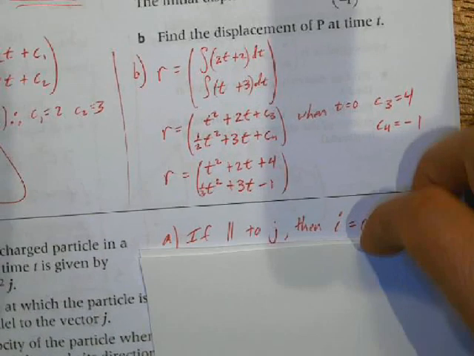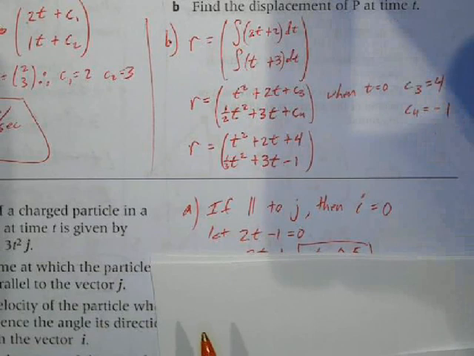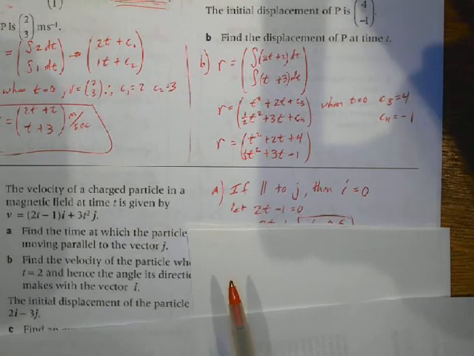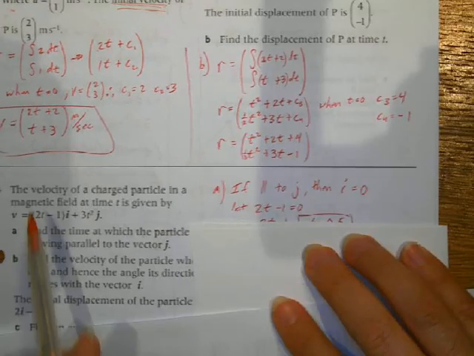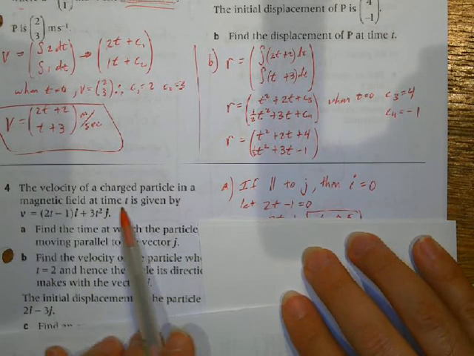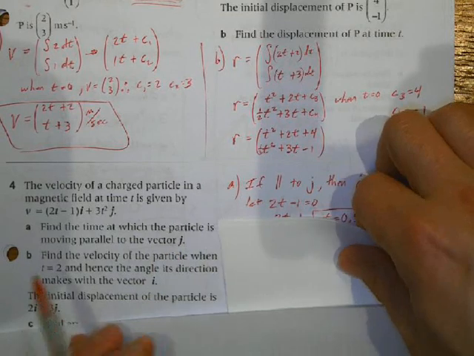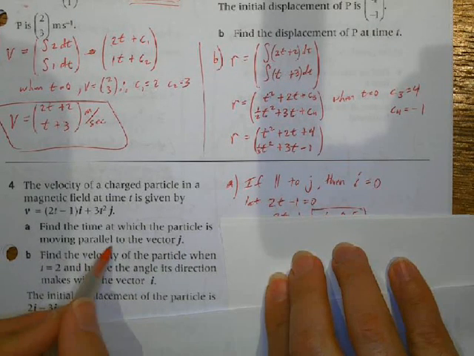Question A. Okay, I guess I've got to have that here. So the velocity of the charged particle in the magnetic field at time t is given with this velocity vector. So find the time at which the particle is moving parallel to vector j.